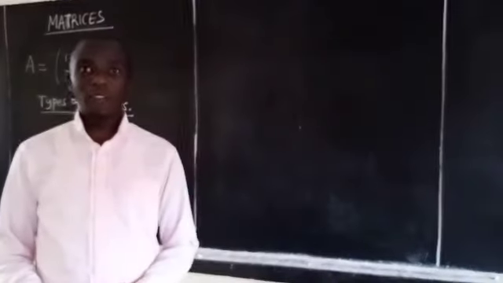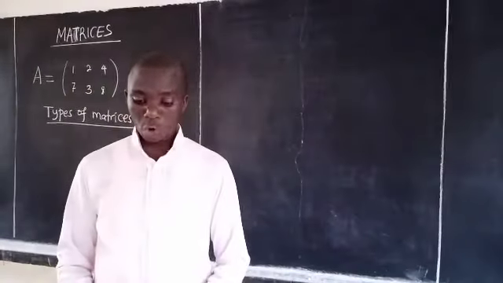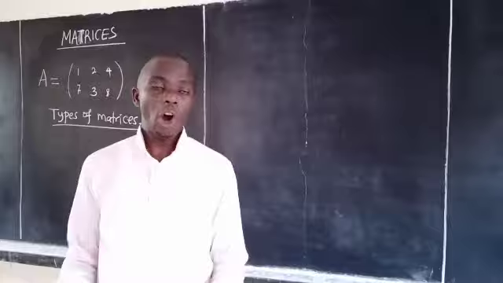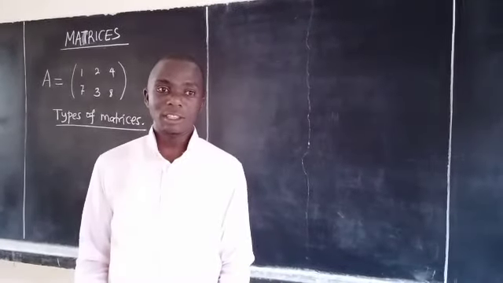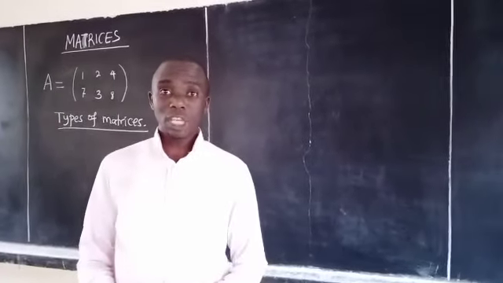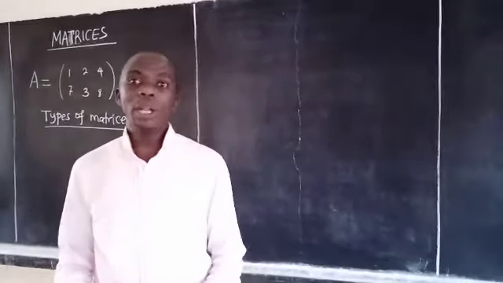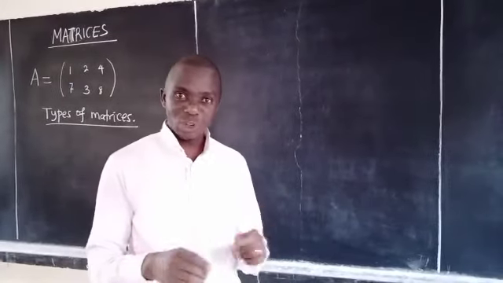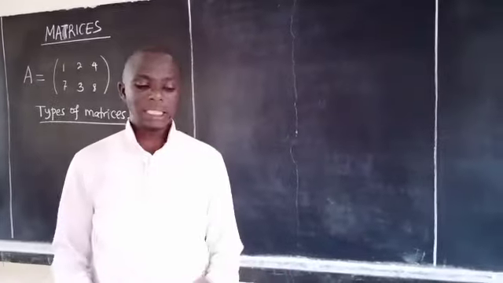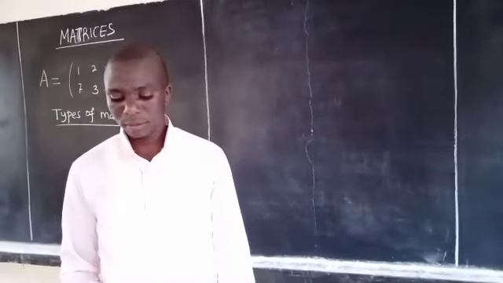Also, as we give names to these matrices, they are given names depending on how they are. We said the big thing about a matrix is the number of rows and number of columns. So some matrices will be given names depending on how many rows they have, how many columns they have. Are rows equal to columns? Are rows more than columns? And so on.